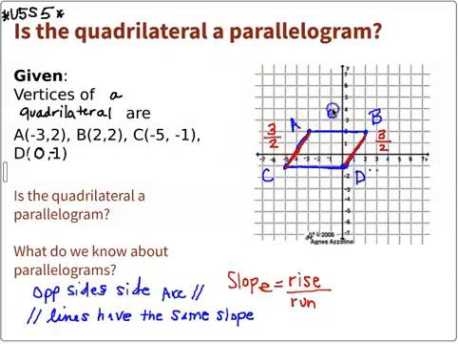So what does that tell us about our opposite sides here? Both pairs of opposite sides have the same slope. So because opposite sides have the same slope, we know that this is in fact a parallelogram. We've proven it. We didn't just look at the four-sided figure and say, it looks like a parallelogram. We took it a step further and we used the slopes to verify that it is in fact a parallelogram.